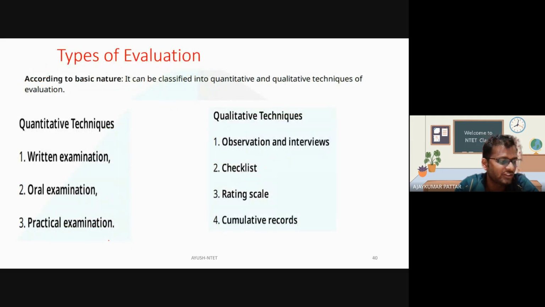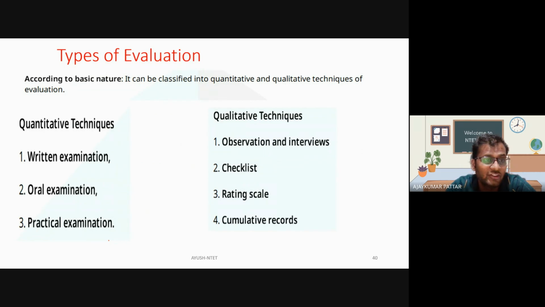Types of evaluation. Evaluation is a broad thing. Sometimes it is not only for a written exam; it can be viva or everything. Evaluation will be done based on different things. That's why it is broader in sense. Evaluation is very big. That is the concept.